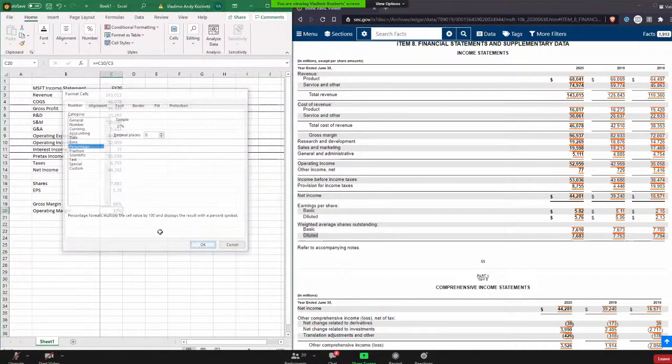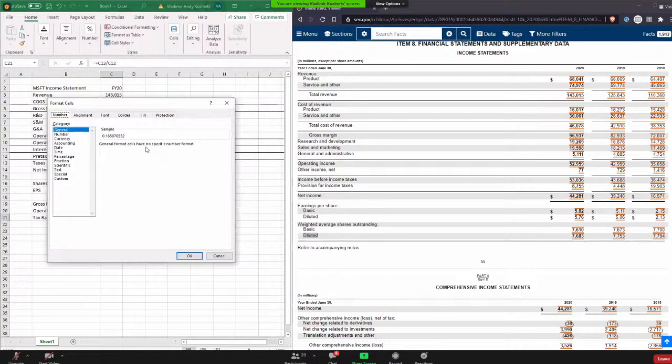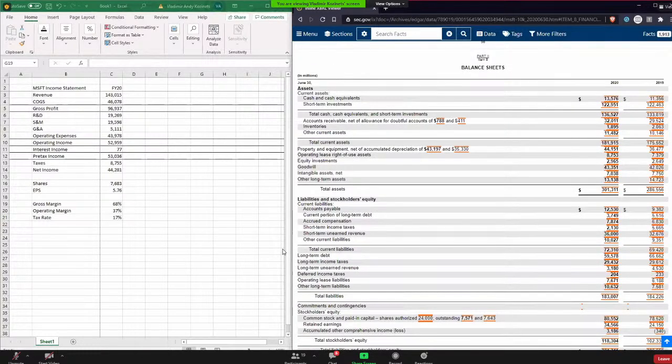Then tax rate. Their tax rate is how much they pay in taxes over their pre-tax income. 17%. Now we've completed putting the income statement into Excel. We got some ratios from that, and we can use this for further modeling in Excel. Now let's move on to the balance sheet. Let's put in a new section for the balance sheet.